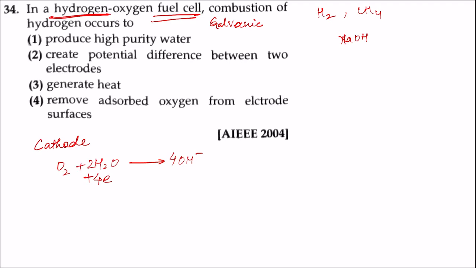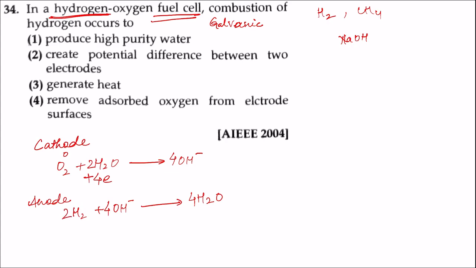Oxygen has an oxidation state of 0. And in the OH- ion, the oxidation state of oxygen will be -2. So reduction of oxygen is taking place. And the reaction taking place at the anode: hydrogen plus OH- ion forming H2O. Again, to balance the equation, this will be 4H2O and here it will be 2 OH- ions, and here it will be 4 OH- ions and 2 H2.